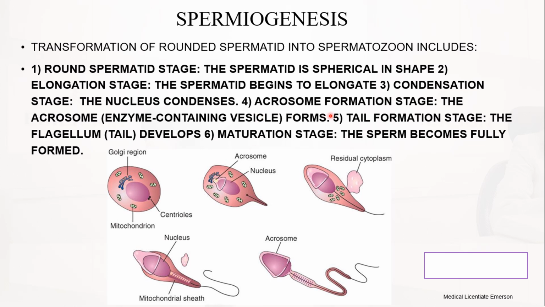Then stage 4, we have the acrosome formation stage, where the acrosome, which is an enzyme containing vesicle, now becomes formed. So from here, the residual cytoplasm has actually gone, and what remains in front is the acrosome, which is on the tip. Okay. Then stage 5, we have the tail formation stage, where the flagellum or the tail actually develops. Then lastly, the maturation stage, where the sperm becomes fully formed. Okay, so these are some of the things you need to understand in the stages of spermiogenesis.